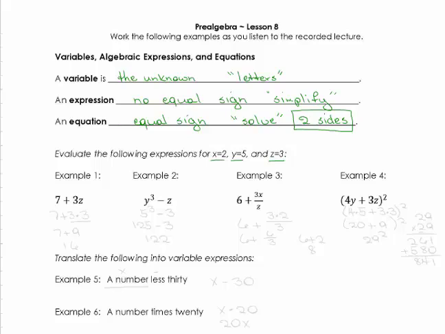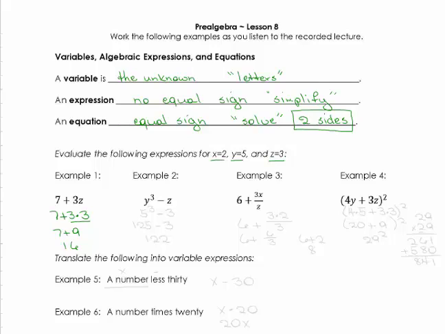The first one, 7 plus 3z, would be 7 plus 3 times whatever z is worth, and z is worth 3. Now, we have to follow order of operations to simplify this, so we have to do multiplication first. We're going to say 7 plus 9, and of course 7 plus 9 is equal to 16.